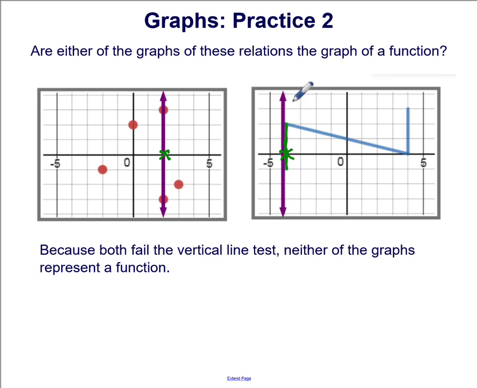And if you can picture in your mind sliding this vertical line over to this x value, again, there's several y values up along this line associated with this one x value. The vertical line would intersect all the way from here to here, giving it many places of intersection. Therefore, this also fails the vertical line test. So this is also not a function.